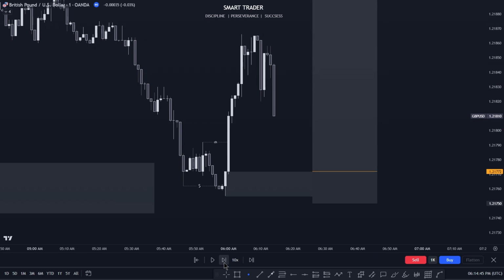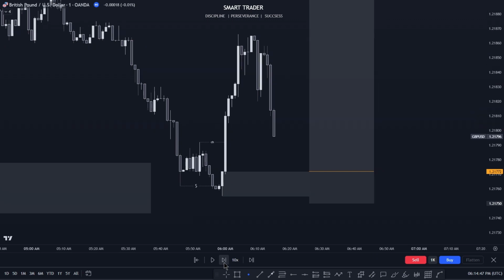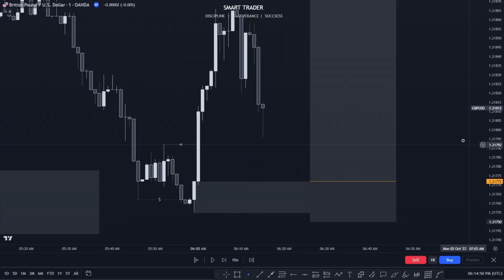Look at what happened. We see that the market keeps pushing downside, again pushing, and now the market has created a single candle order block. Okay, what is a single candle order block? A single candle order block is when a candle sweeps the liquidity of the previous candle.